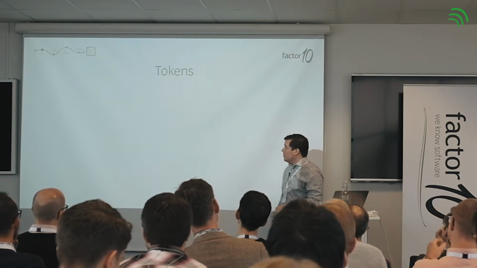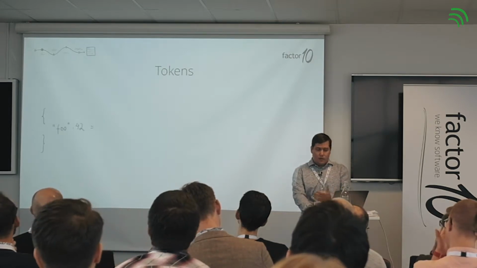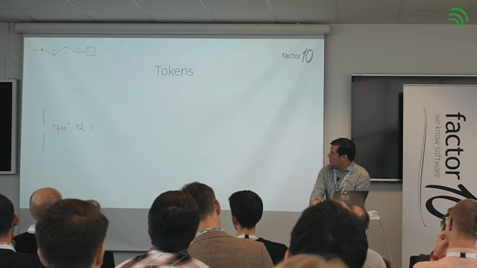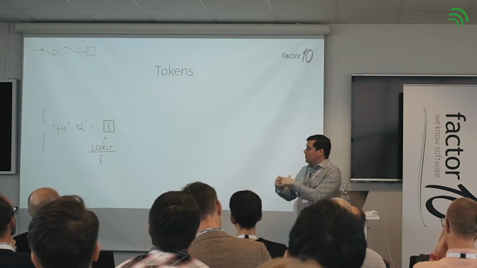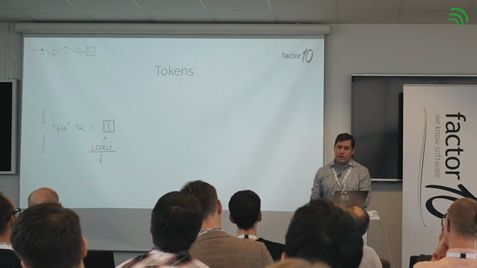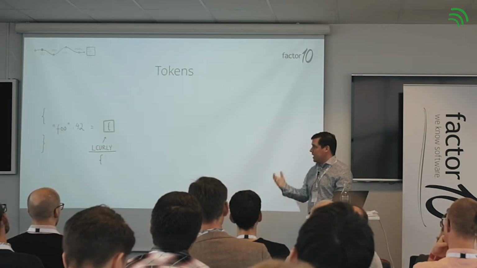So let's start with parsing. This is the JSON structure. So we have a super simple object. When we read it, for the computer, it's just a sequence of characters. There's no structure to it, it's just characters. But to us, they have meaning.